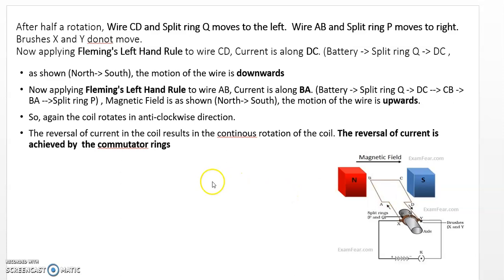So the reversal of the current in the coil results in the continuous rotation of the coil. The reversal of the current is achieved by the commutator rings. I will send you this video of the electric motor, and with that the concept will be clear to you.